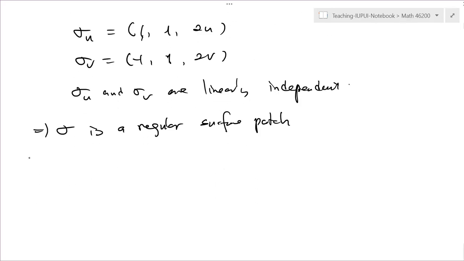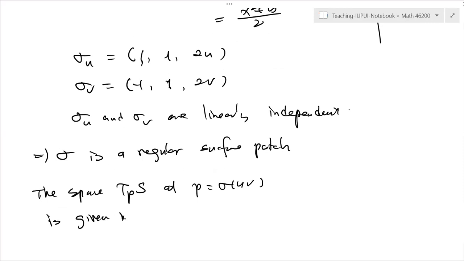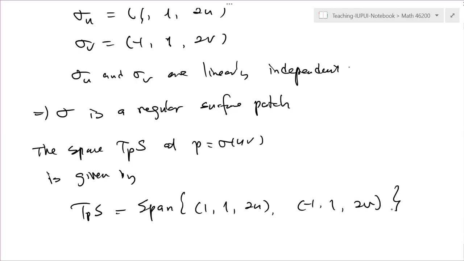All right, so you can describe the tangent space at the point sigma(u,v). It's going to be spanned by these two vectors, right?